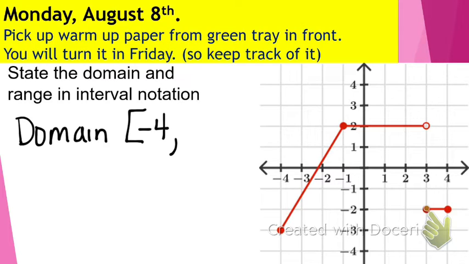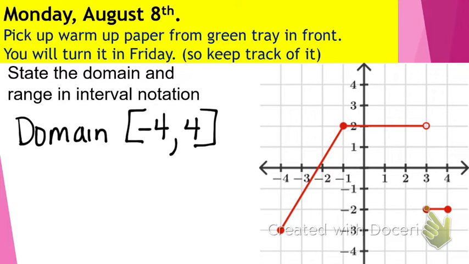4. And do I put a bracket or a parentheses? Is it open or closed? Closed. So if it's closed, you use a bracket. That's it. That's your domain. Notice that we don't have any arrows. That's why we don't have a negative infinity or a positive infinity. If you have an arrow, that means it goes forever. But we don't have arrows. So we have a start and an end.